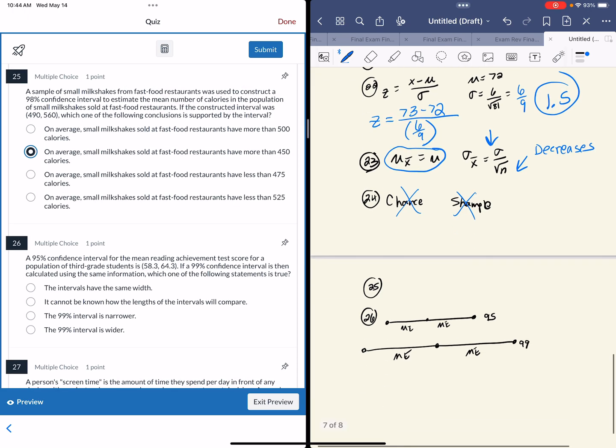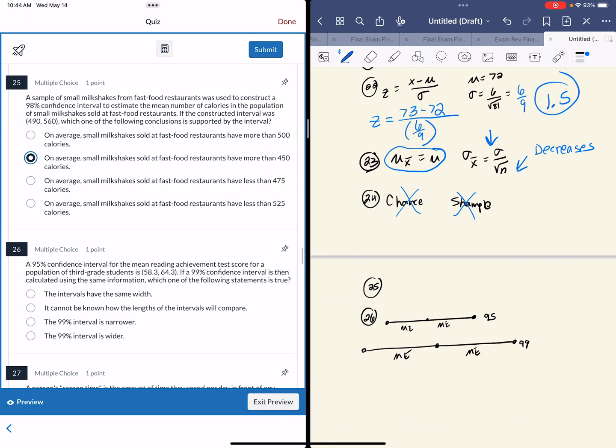When you're doing a confidence interval and you go from 95% confidence to 99% confidence, you increase the margin of error. In order to decrease the margin of error, usually it goes from 99 to 95. But if you did these two intervals, they're not going to be the same width. You know that the 99 is going to be wider.